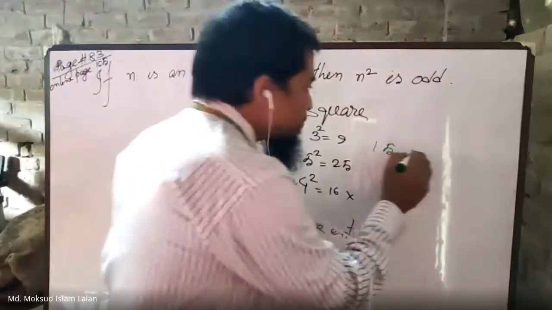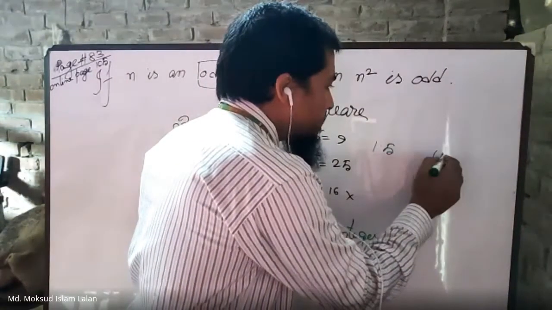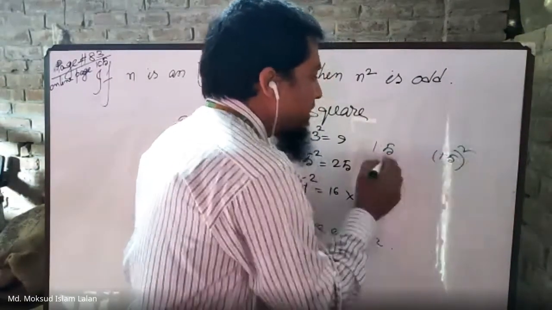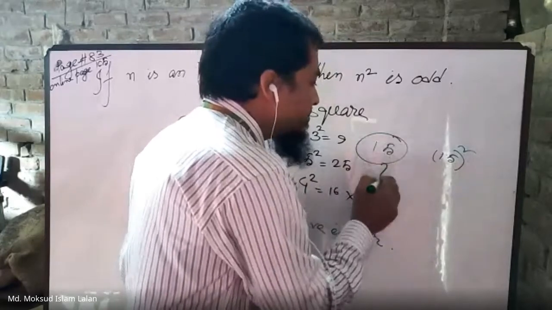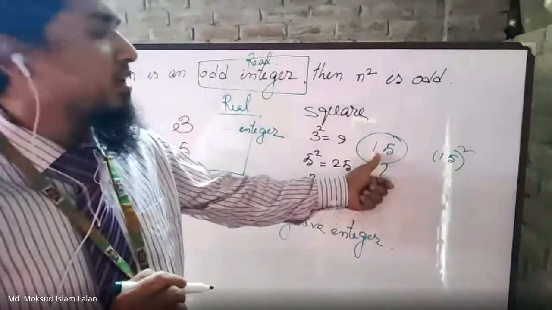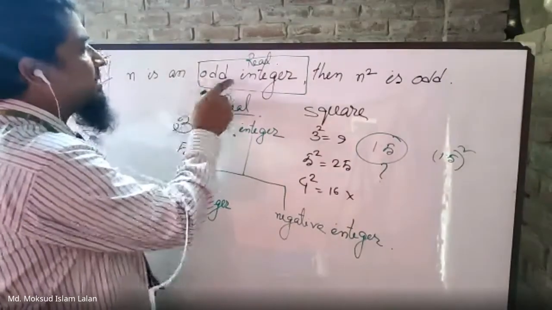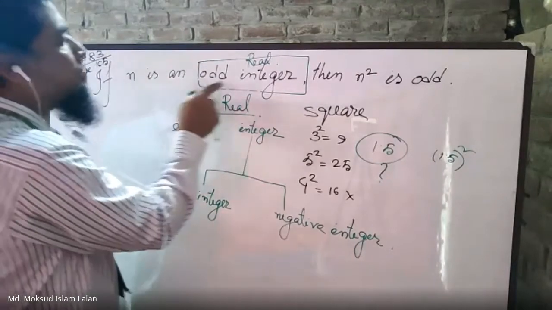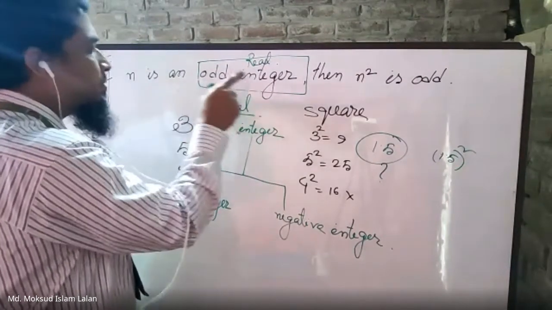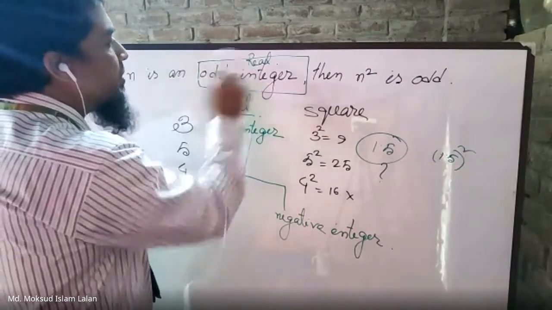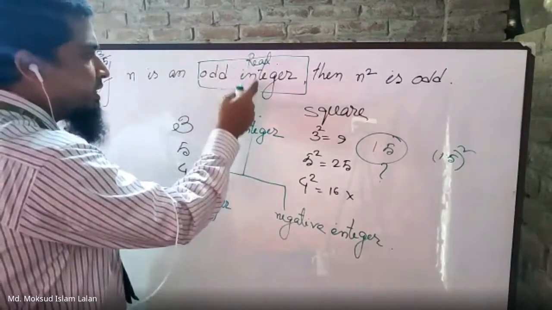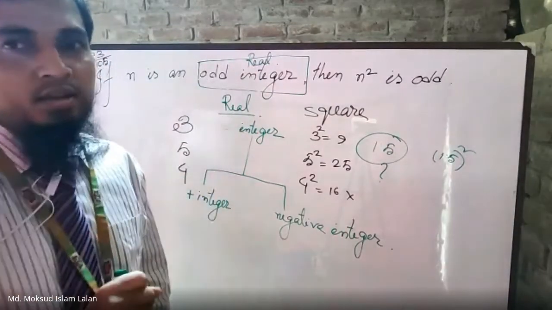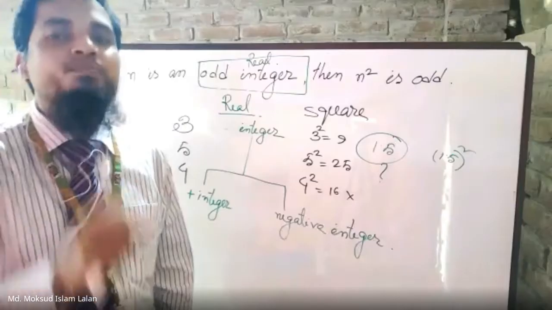So 1.5 square, you cannot determine whether it is even or odd. Can you determine? No sir. So that is just an irrelevant question. I'm just saying that if n is an odd integer, here only integer is given, not real. So integer is a part of real, right? Yes sir. I said specific part. Yes sir.